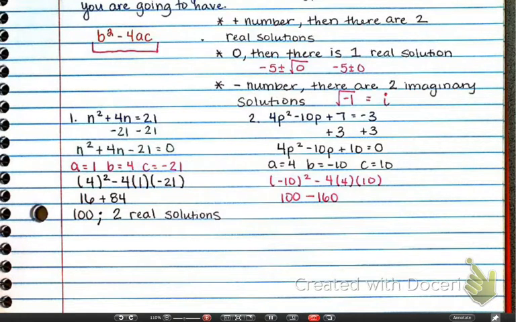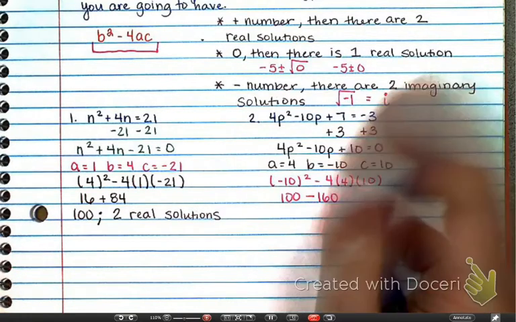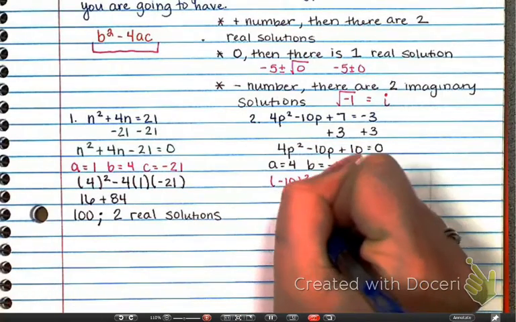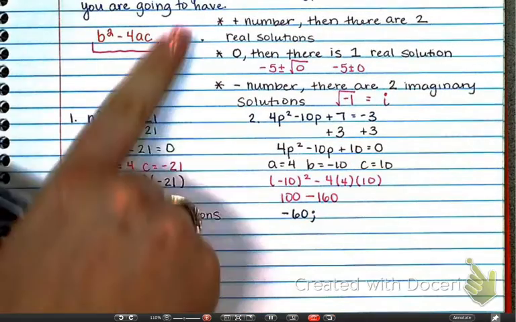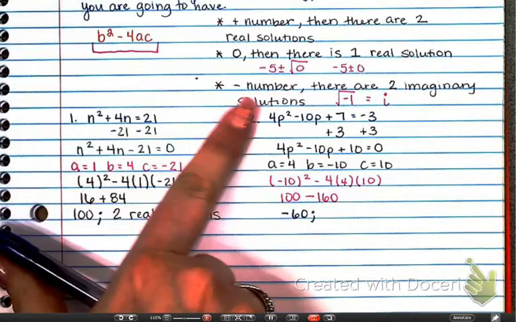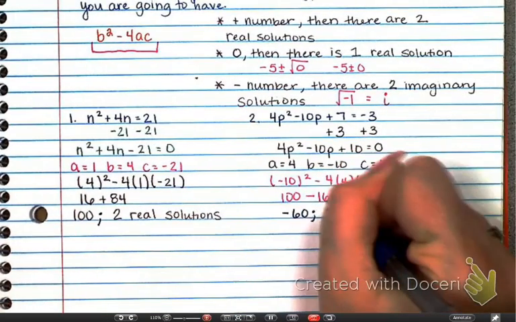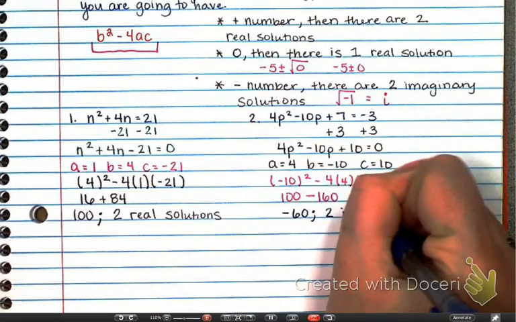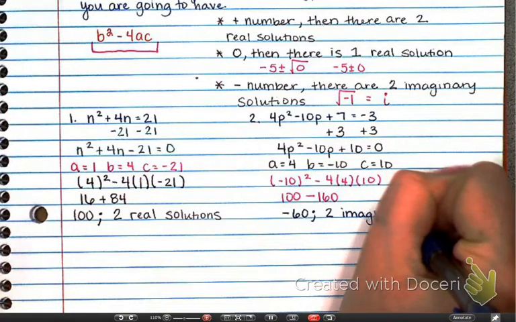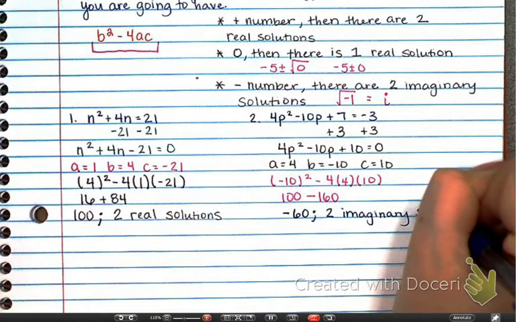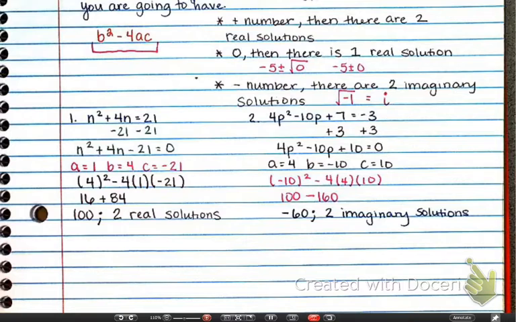So I'm going to combine that. 100 minus 160 is a negative 60. So I'm going to come back up here. I have a negative number. So there are 2 imaginary solutions, which means my final answer is going to have i in it. Okay, your final answer is going to have i in it.